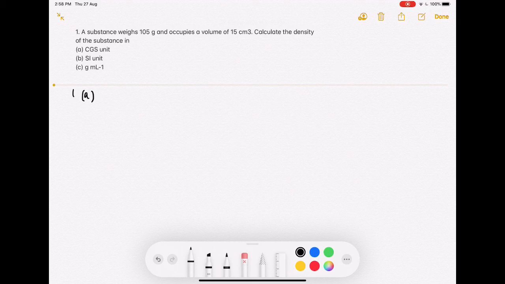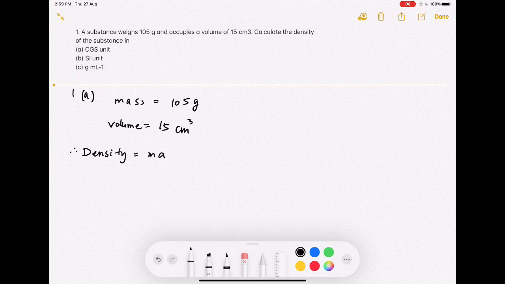For CGS unit, CGS is centimeter gram second. So we know that the density unit should be in grams per centimeter cube. And in the given question, the amount is already given as gram and centimeter cube. So we will just write that mass is given as 105 grams, volume is given as 15 centimeter cube. Therefore, density is equal to mass by volume.